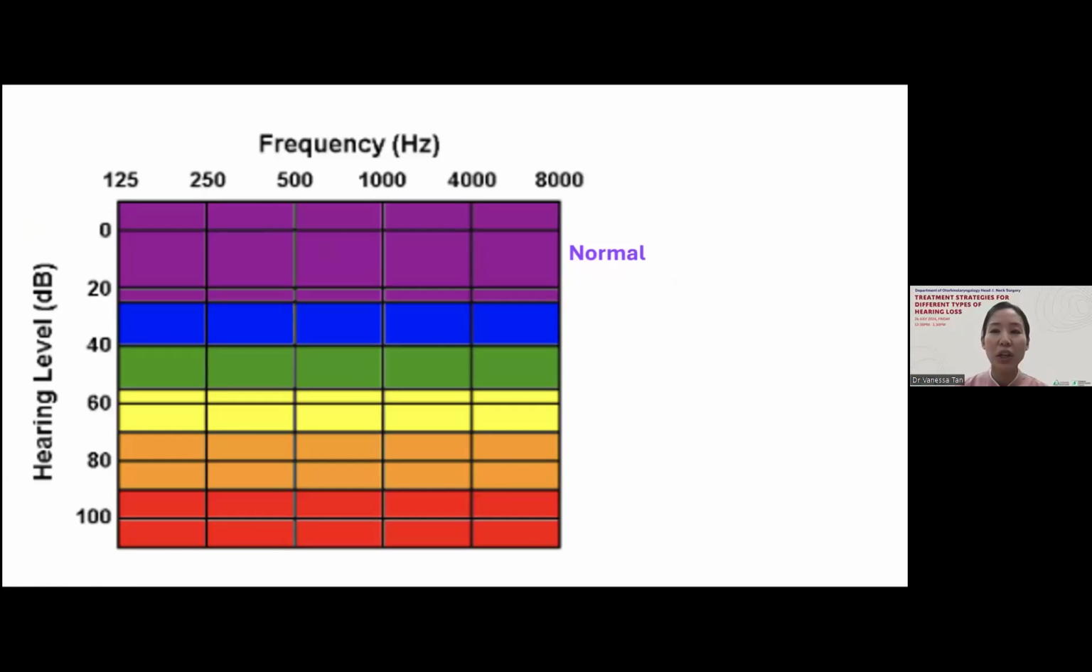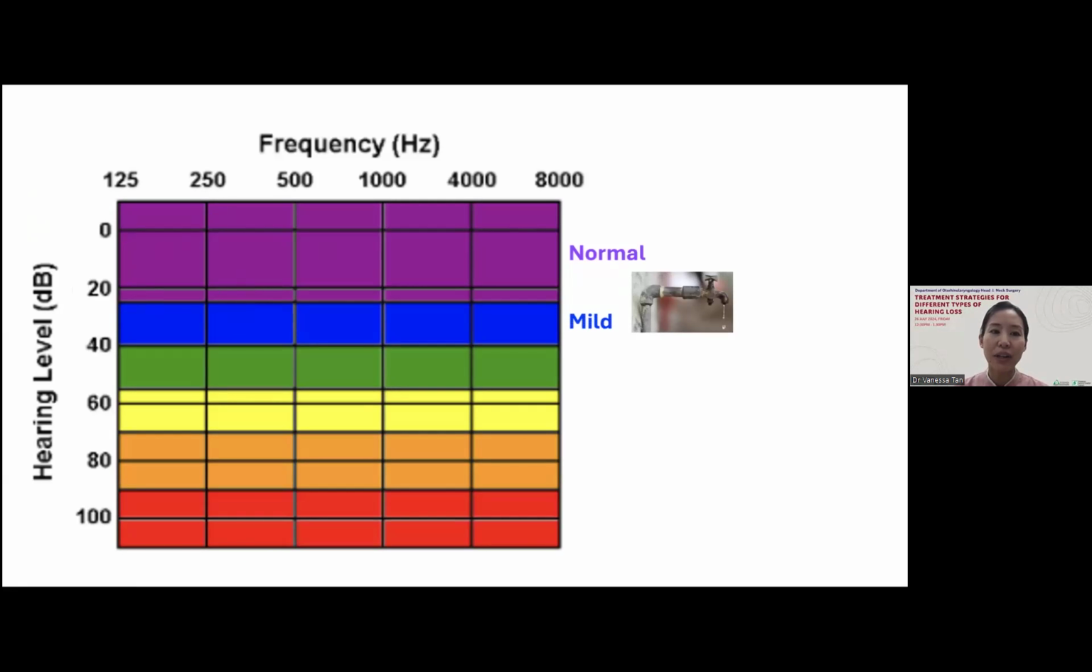So with regards to hearing loss, it is important to know the various levels of hearing loss. If you look at this very colorful rainbow picture here, this is called an audiogram. It's a hearing test we routinely do for all our patients who complain of hearing difficulty. In this purple zone, where the hearing levels fall between 0 to 25, is considered normal hearing.